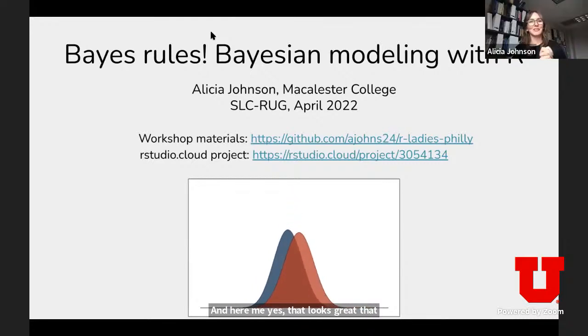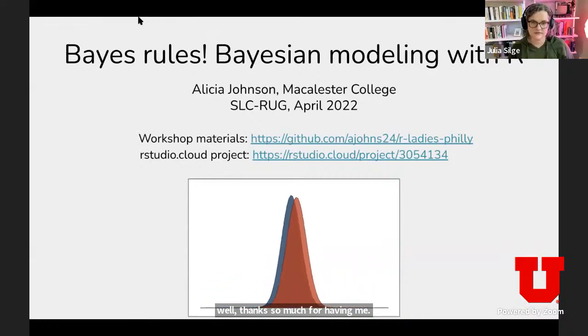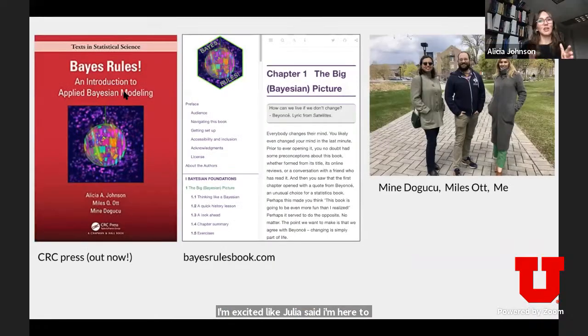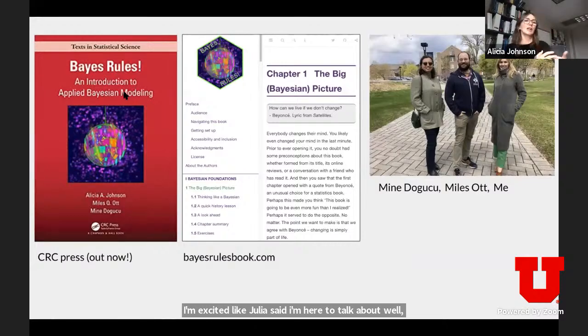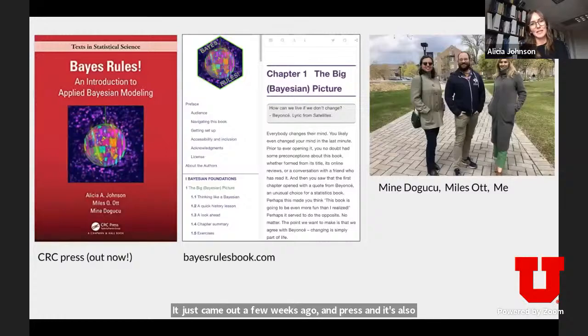Well, thanks so much for having me. I'm excited. And like Julia said, what I talk about today is going to be related to a book that I recently co-authored. I can't pronounce it as well as Julia did with such enthusiasm. But yes, it's Bayes Rules, an introduction to applied Bayesian modeling. It's really just hot off the presses. It just came out a few weeks ago in press, and it's also available for free online at bayesrulesbook.com.